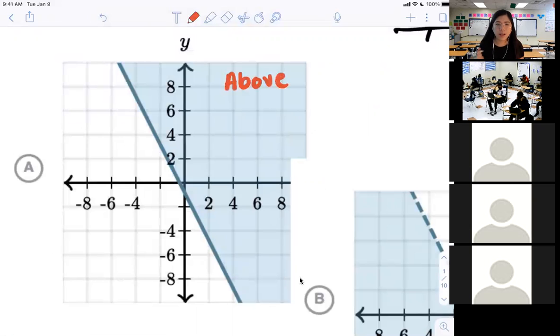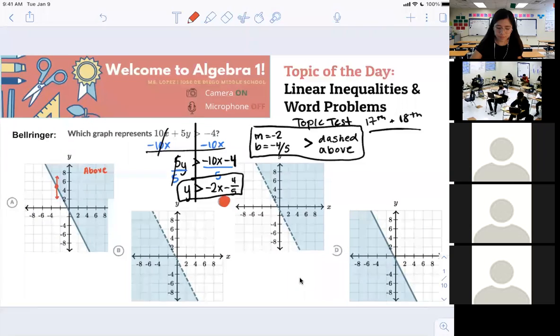One way you can quickly visualize if it's above or below is to pick a point on the line, anywhere, and look at that point. Is the shaded region above the point or below the point? Above. If you're ever unsure, pick a point on that line. You can even put your finger right on the line on the screen and look up and look down. Is it above or below? That's how you can check.